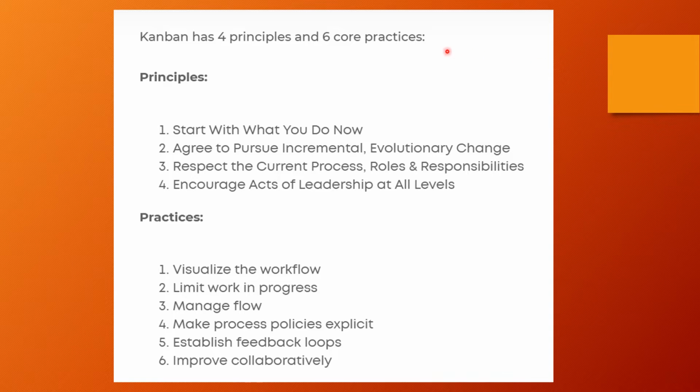Kanban has four principles and six core practices. The principles are: start with what you do now, right? Wherever you are in the current process, start with that. Agree to pursue incremental evolutionary change, which is very important in agile methods. And respect the current process and roles and responsibilities.